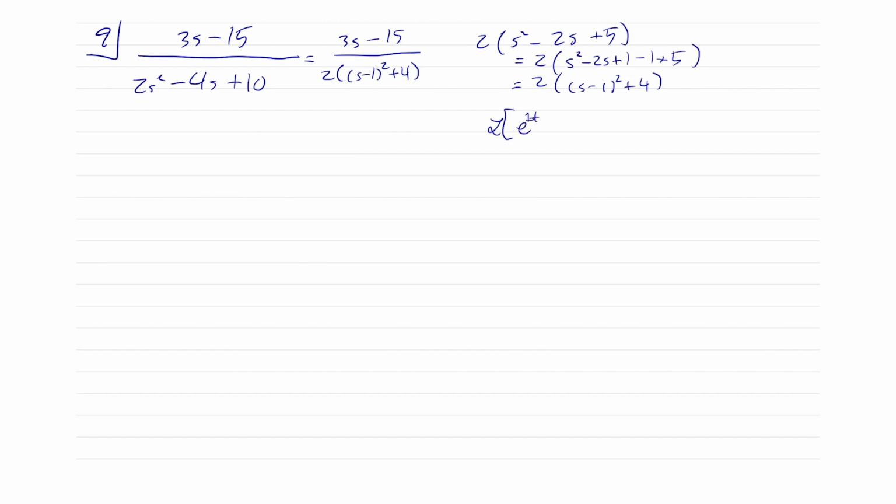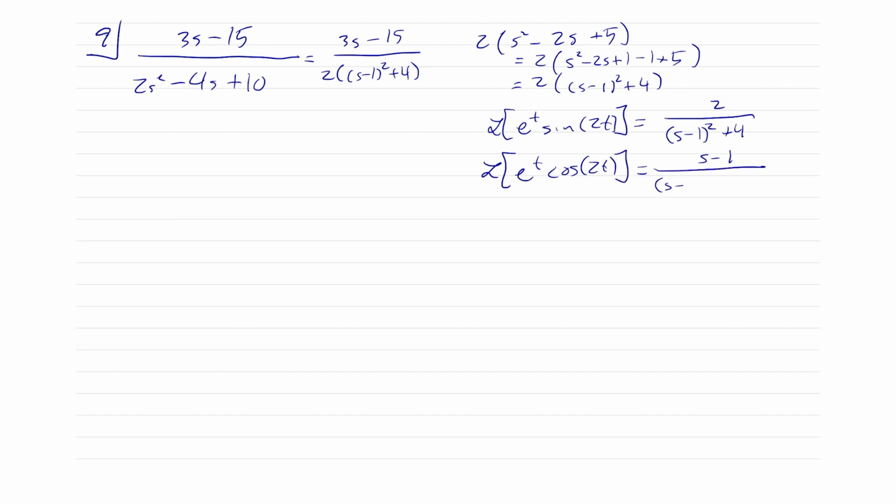The 1 times t up here is just coming from the fact that it's a minus 1 here that we're shifting, times, say, sine of, since we have a 4 here, I'm going to put 2t, and so that's going to give us 2 over (s minus 1) squared plus 4. And then the other one we're looking for is e to the t cosine of 2t is equal to (s minus 1) over (s minus 1) squared plus 4.